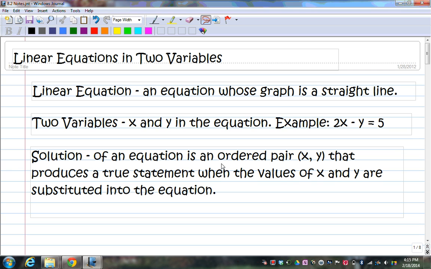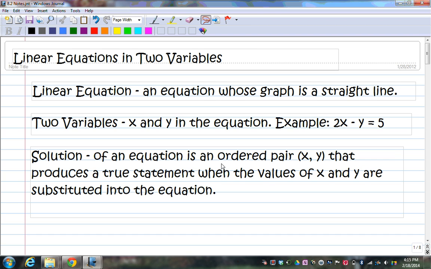Hello everybody, this video is going to teach you about linear equations in two variables. Now, that I think deserves some explanation. First of all, linear equations, well that's simple enough. That's an equation whose graph is a straight line. And then what I mean by two variables is x and y are in the equation. An example is 2x minus y equals 5.